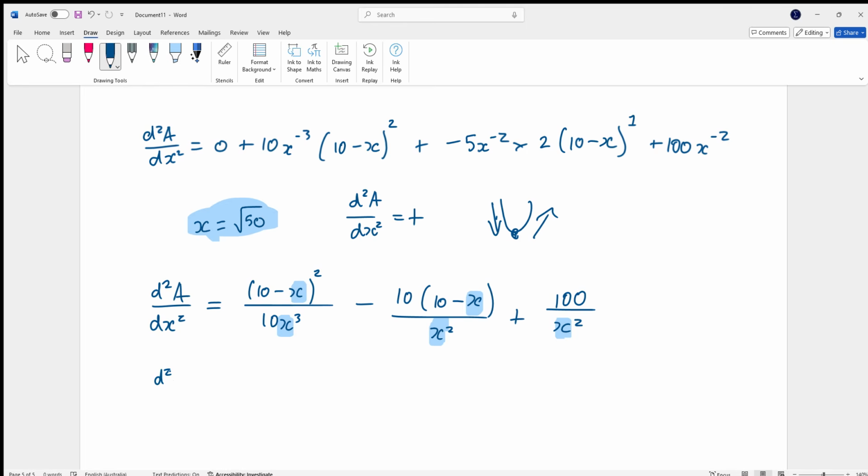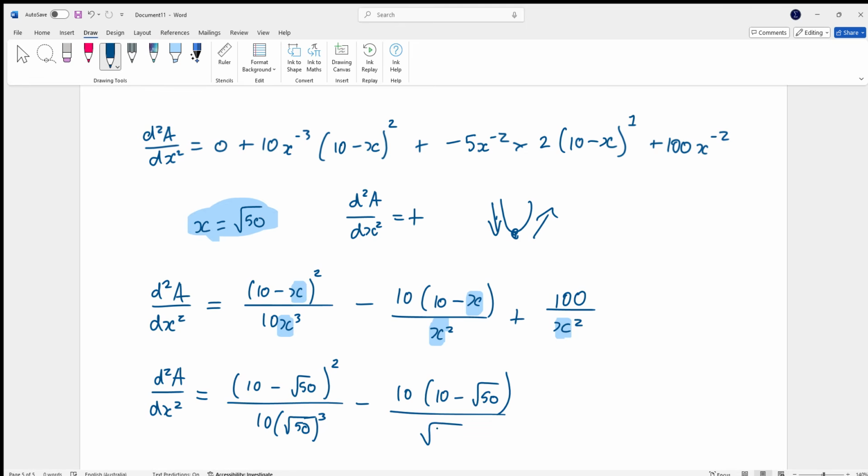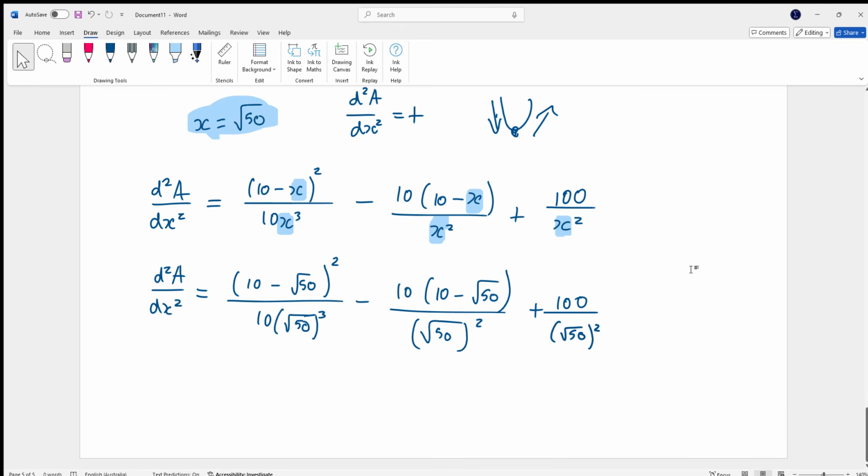So chucking it in, we're going to get (10 minus the square root of 50) all squared over (10 square root of 50) all cubed, minus (10 minus the square root of 50) over (the square root of 50) all squared, plus 100 over (square root of 50) all squared. Okay, so let's try and work some stuff out here.